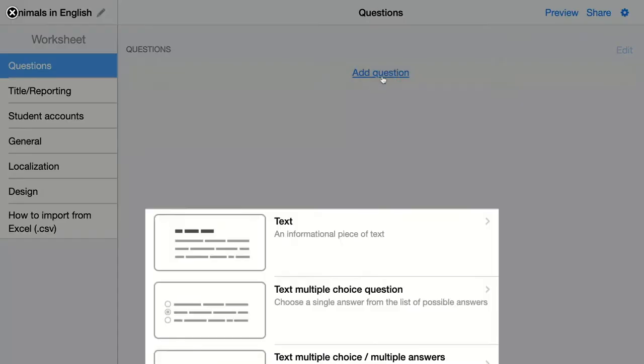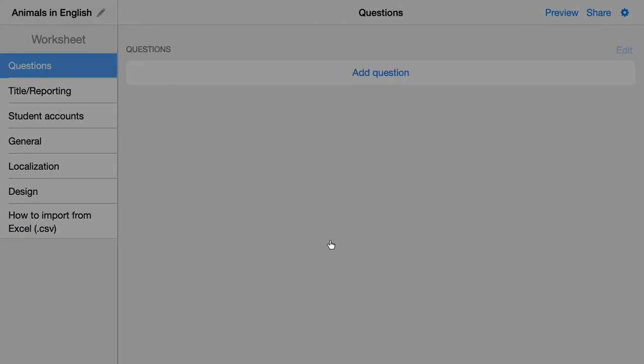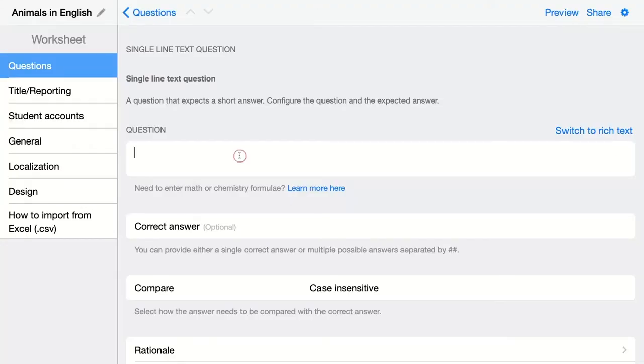For the next question, we're going to choose the single line text question. Use this question if you want your students to answer with just one single word or a short sentence. Let's click on it and let's configure the question.